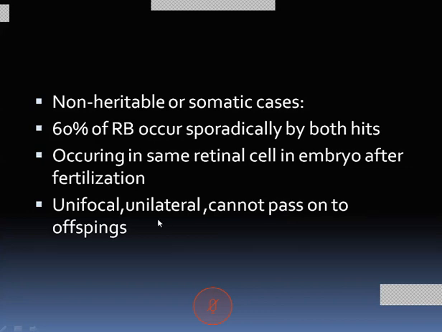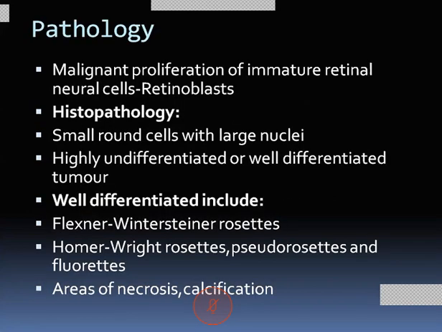Then coming to the pathology. Retinoblastoma is due to malignant proliferation of the immature retinal neural cells, which are known as retinoblasts. Then coming to the histopathology. The retinoblastoma cells are small round cells with large nuclei. They may be highly undifferentiated or well differentiated tumors. Highly undifferentiated means it's a more dangerous disease; well differentiated is a less dangerous disease.